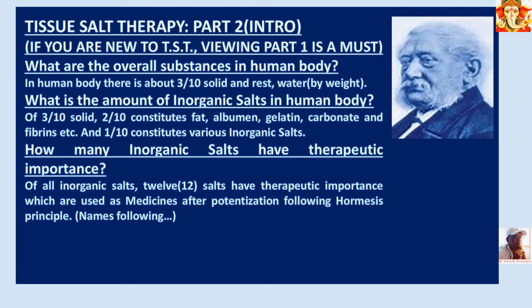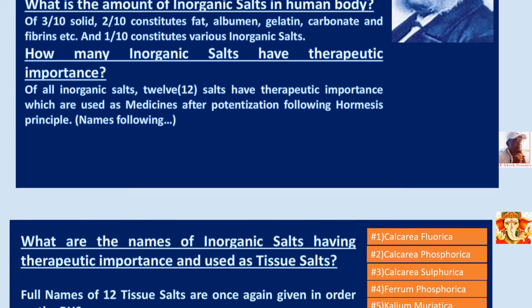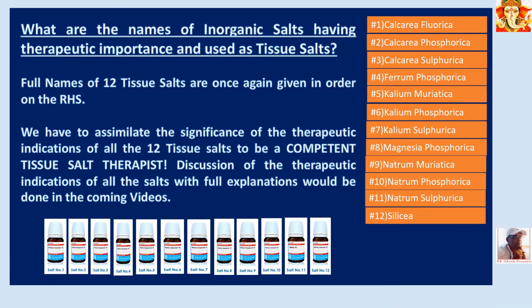Names following. Maybe these names have already been given in Part 1, but they will be repeated in a few more sessions because that is a very important thing. What are the names of inorganic salts having therapeutic importance and used as tissue salts? Full names of the 12 tissue salts are once again given in order on the right hand side. Now let us know the names once again.